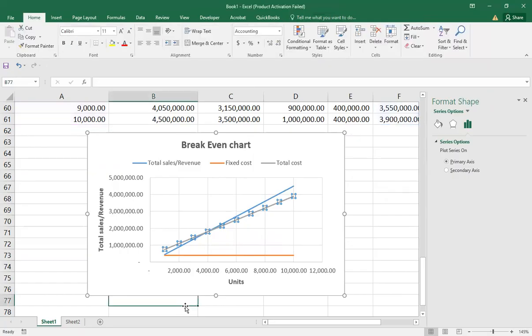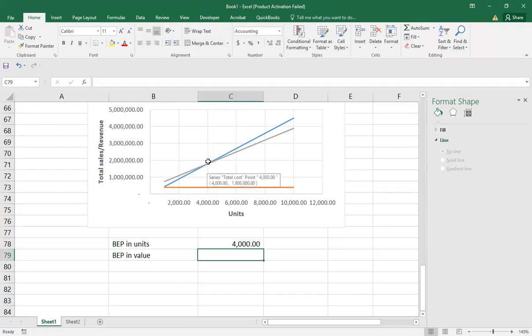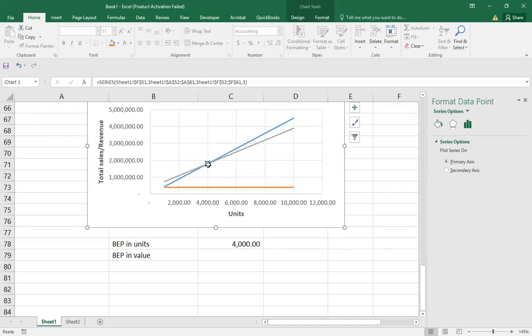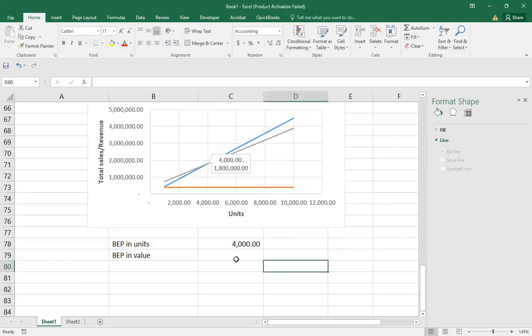So literally here we can agree and say that break-even point in units, and you can talk of break-even point in values. In value, okay? So in units, we're having 4,000, whereas in value, you can clearly see it's giving us what? Let us see, add label. So basically, I'm having 4,000 and 1.8. So that is a point whereby I'm having a break-even point. So break-even point in units, that is 4,000, and break-even point in value, 1.8.